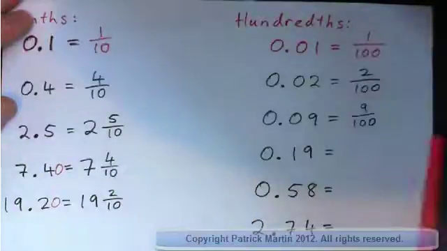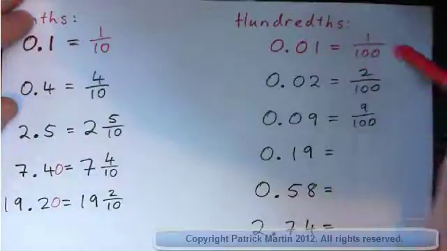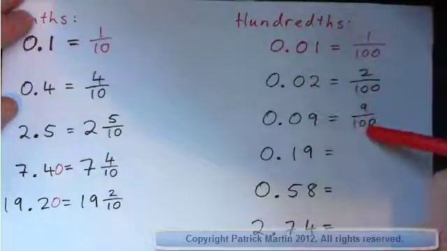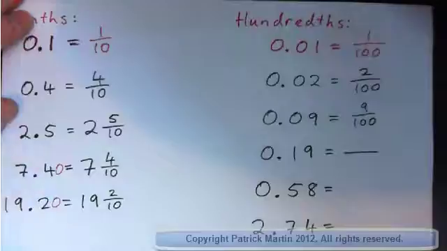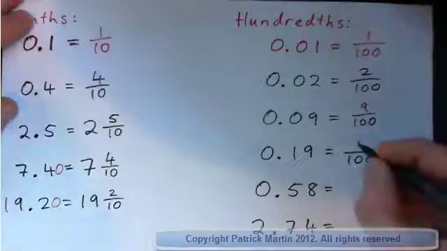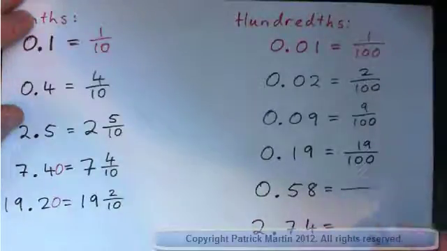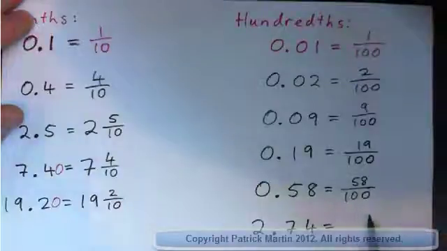Well, let's think about cents here. Like 0.01, that's 1 cent or 1/100th of a dollar, because there's 100 cents in a dollar, right? 0.02, that's 2 cents, 2/100ths of a dollar. 0.09, that's 9 cents, 9/100ths of a dollar. What do you think this is? Write that as just one fraction. Can you do it? How many hundredths is it? How many cents is it? Well, it's 19 cents, isn't it? 19/100ths, right? How about 0.58? How many hundredths is that? 58 hundredths, right? Or 58 cents. Same thing, right?